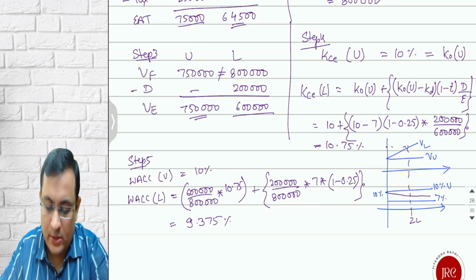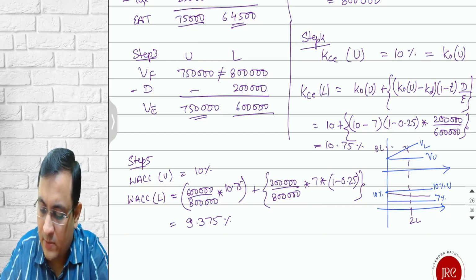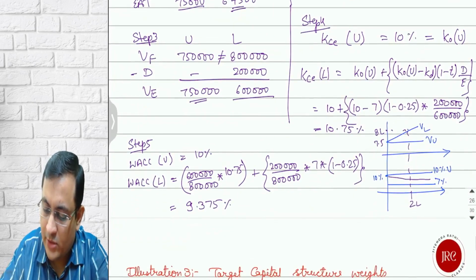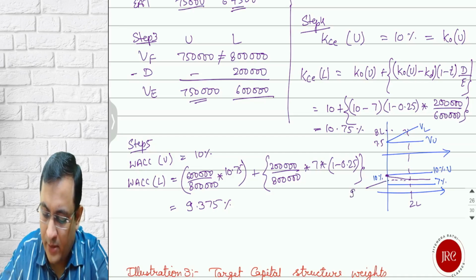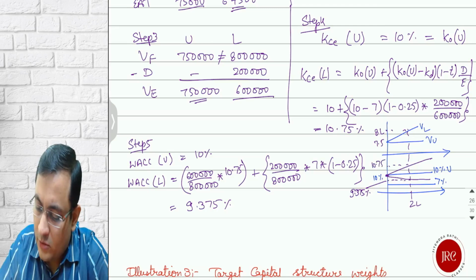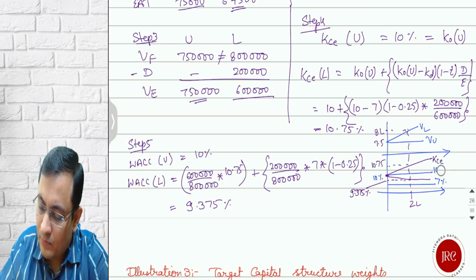the value is equal to how much? 8 lakhs. This is 7.5 lakhs. 7.5 unlevered, 8 lakhs is the levered situation. 10 is the starting point, but this is going to give 9.375 my KO, and cost of equity is going to go up to 10.75%. This is my cost of equity, KE. This is my KO unlevered, and this is my KO levered.